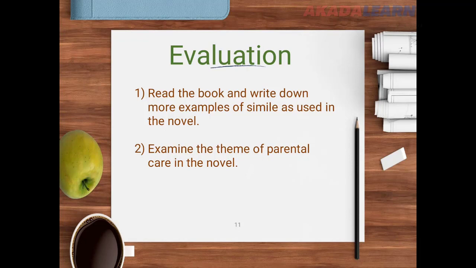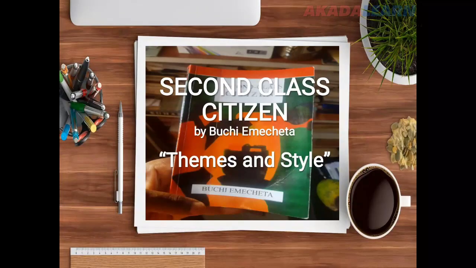So, do these questions. Now, we've come to the end of our lovely class on the themes and style of Second Class Citizen by Buchi Emecheta. Our next class will be on the major characters.